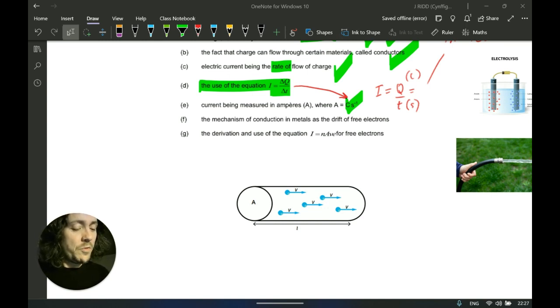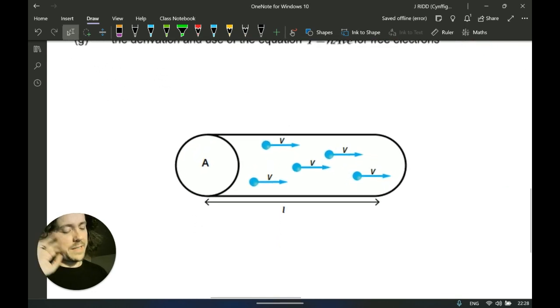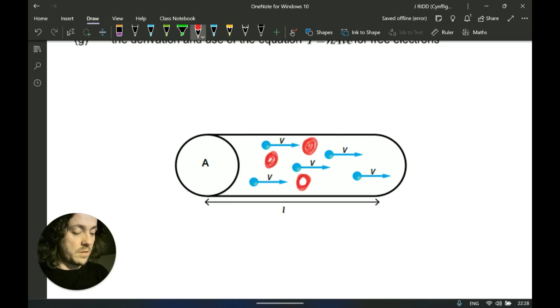So on to point G then, the derivation and use of the equation I is equal to nAve for free electrons. Let's get into that now. So in this little diagram here, the blue dots will represent our electrons, and then, within the material itself, we've got all these larger material ions. So these could be like our copper atoms or gold atoms, depending on what we've got.